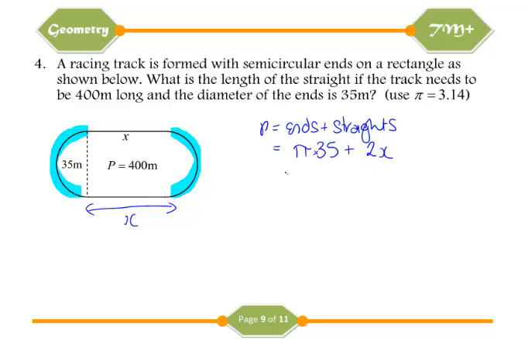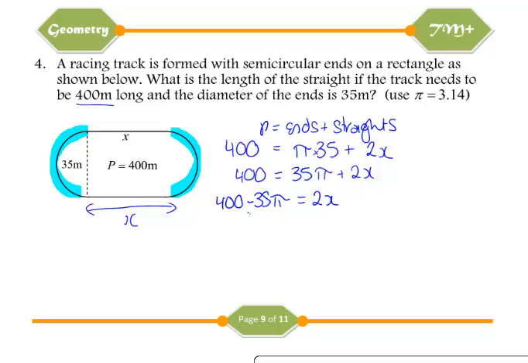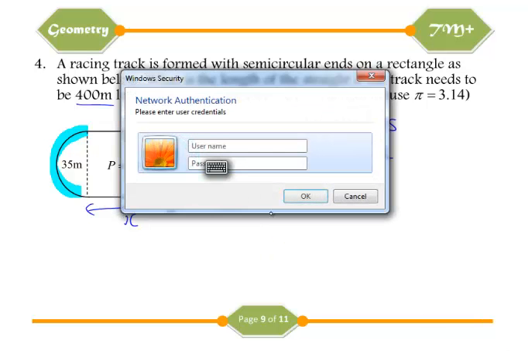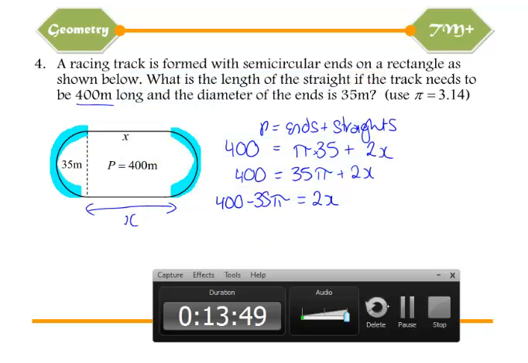Okay, and I know my total perimeter has to be 400 metres. So now I have 400 equals 35 pi plus 2x. Take 35 pi off each end, and then divide by 2. So to take 35 pi off each end, I get 400 minus 35 pi equals 2x. Now I don't want to approximate until the end, so now I'm going to divide both sides by 2.